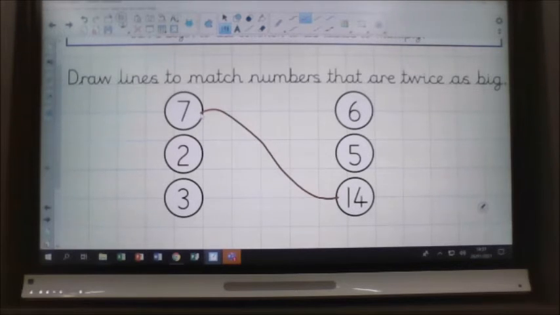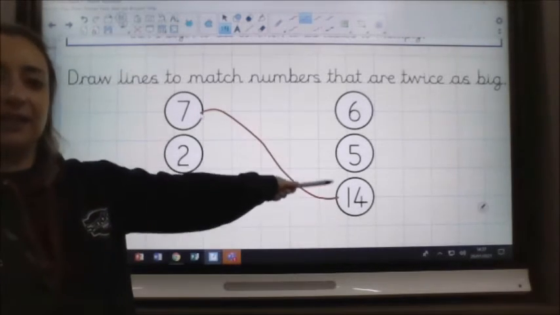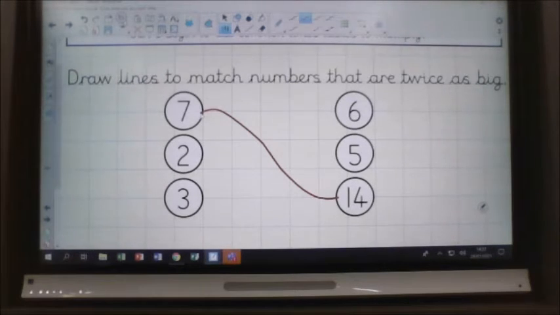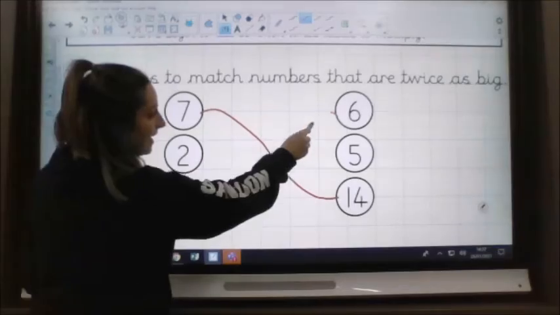Now, can you see the number 4 on this side? No, I haven't got the number 4 there, so I can't join any of them up, I'm afraid, on that one. So let's move on to the final number that I've got, which is the number 3. So I need to do 2 times 3. I need to double that number. 2 lots of 3 is 6, that's correct. So I know I've got the number 6 there.